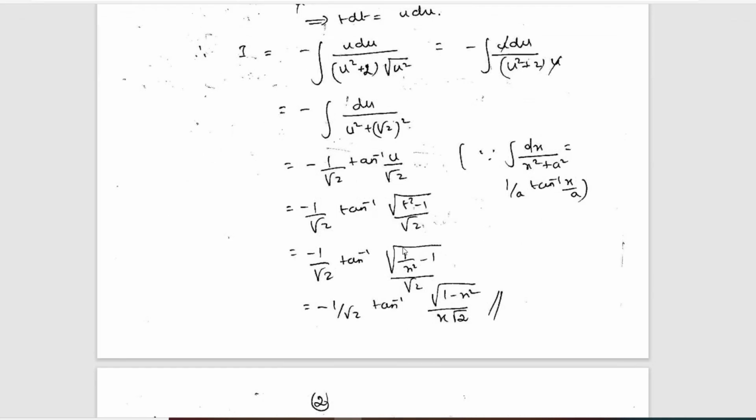Again, t can be replaced by 1 by x. So, 1 by x square minus 1. Therefore, this is 1 minus x square by root x square, which is x. So, x root 2. This is the answer.